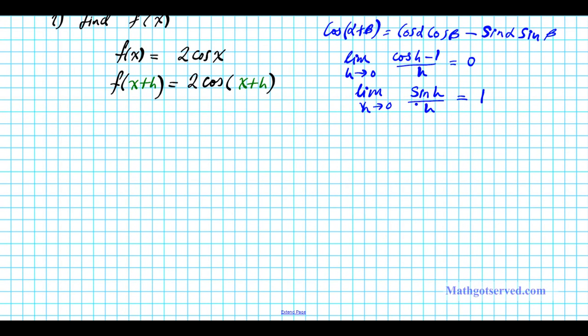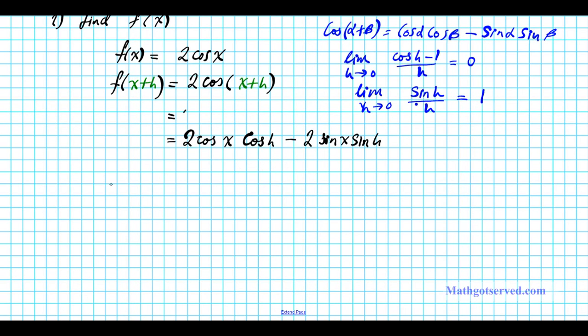What is cosine of x plus h? Using the sum identity for cosine, f of x plus h is equal to 2 cosine x cosine h minus, well, since we have the 2 there, we want to distribute it to the other quantity also. So we have minus 2 sine x sine h. I just distributed this 2 to both of them since I don't have the parentheses. All right, so that's that.